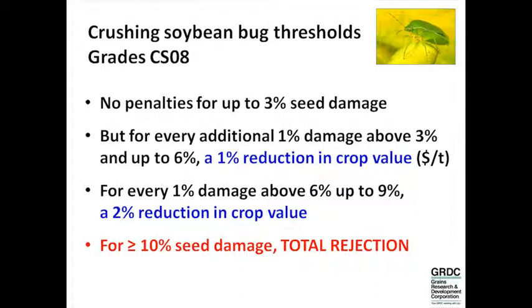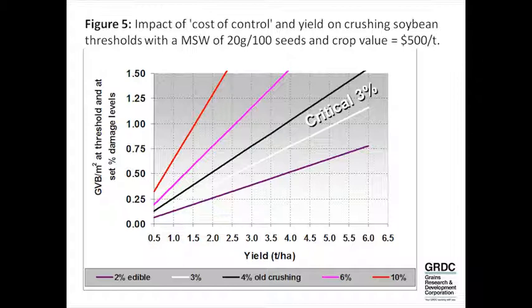So we've got to factor all those factors into the model. What does it look like graphically? That's yield. So remember, the higher the yield, the higher the threshold. That's the critical 3% level, whether you're growing crushing or edibles. That's the 2% edible action limit.